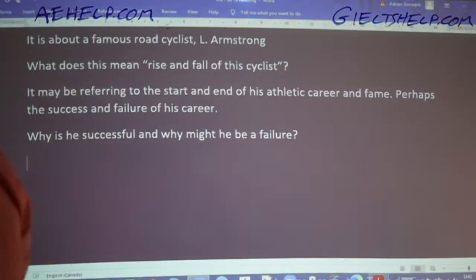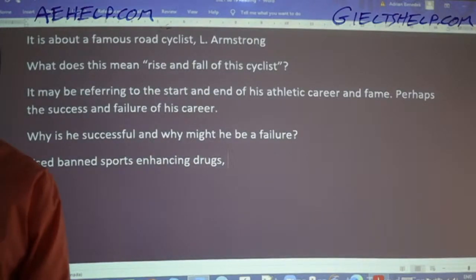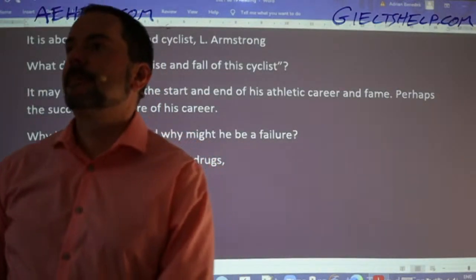Okay, Hoang Yuan says maybe he used some forbidden drugs. Okay. We wouldn't say forbidden, but banned drugs. Yeah, so used banned drugs. And we will often say sports enhancing. So used banned sports enhancing drugs. Yes, very much possible.